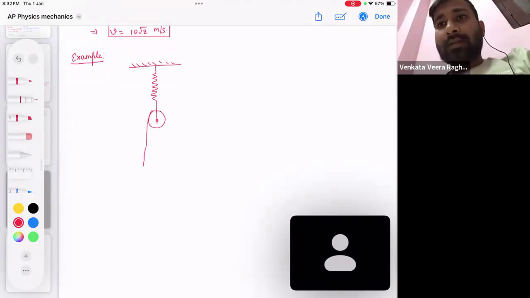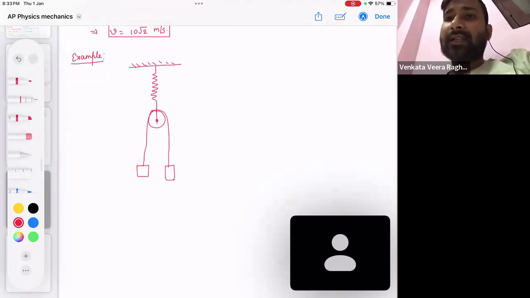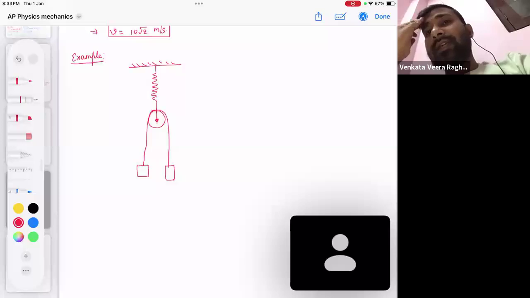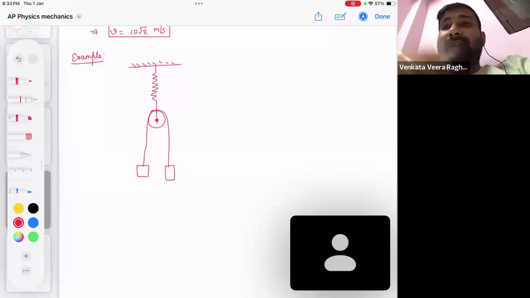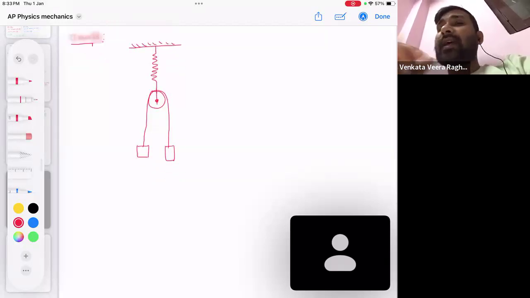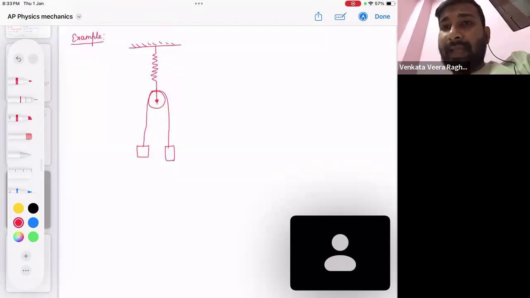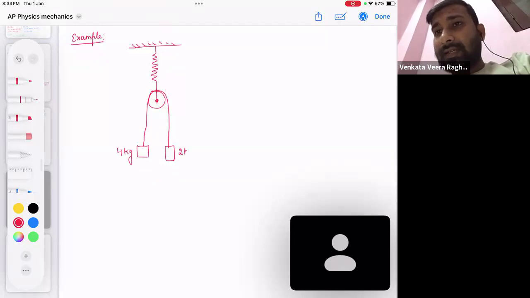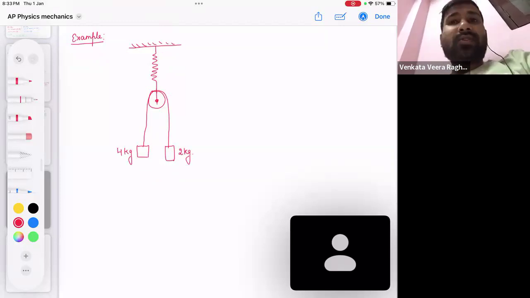This is a fixed pulley, okay? Massless pulley given to us. And in this question, what is given? Ideal. What kind of pulley? Pulley is ideal. What kind of spring? Spring is ideal. What kind of thread? Ideal. All of them are ideal: ideal pulley, ideal string, ideal spring. And here the masses are given, 4 kg. And on the other side, the mass is given as 2 kg.